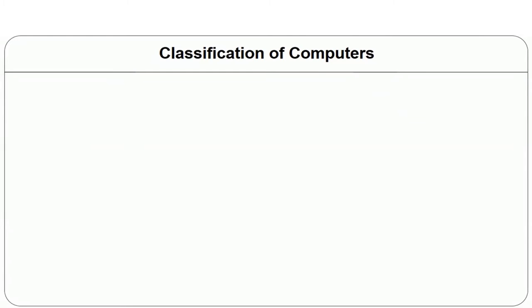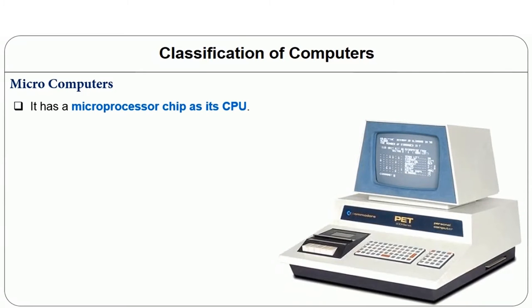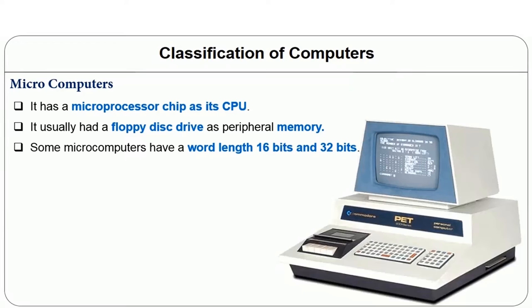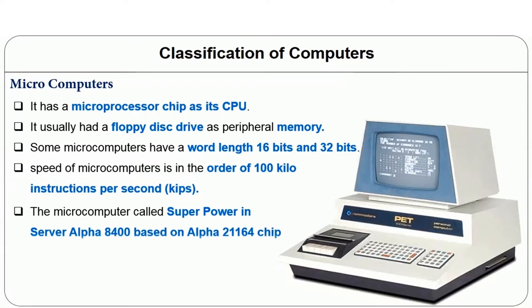Then, microcomputers. A microcomputer has a microprocessor chip as its CPU. It usually had a floppy disk drive, which is now obsolete, as peripheral memory. Some microcomputers have a word length of 16 bits and 32 bits. The speed of microcomputers is in the order of 100 kilo instructions per second, that is KIPS. The microcomputer called Superpower in Server Alpha 8400 based on Alpha 21164 chip operates at 1 billion instructions per second, that is 1 BIPS.